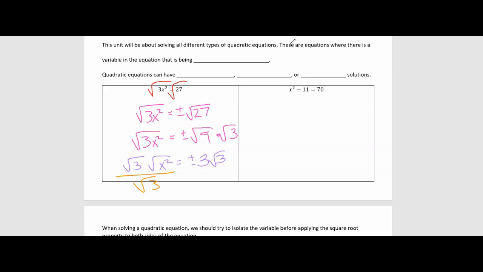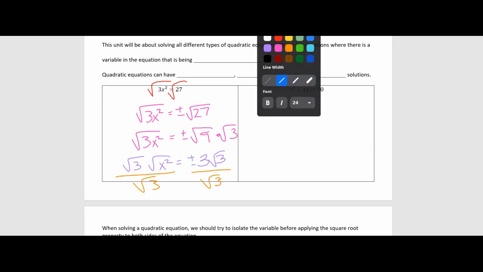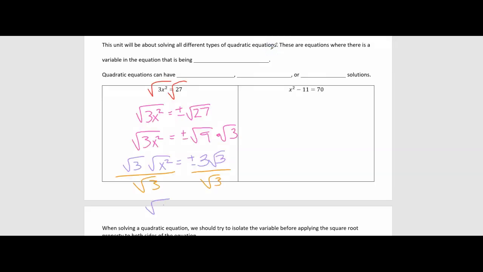Divide both sides by the square root of 3. I get the square root of x squared is equal to plus or minus 3, because these simplify. And then I get x is equal to plus or minus 3. So x is equal to positive 3 or negative 3. By the way, this is another way you may see your answers written. You don't have to break them apart. You can just leave the plus minus sign out front. And that will show me or your reader, whoever's reading your paper, that you have two solutions.